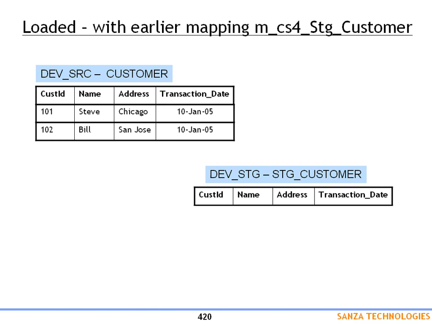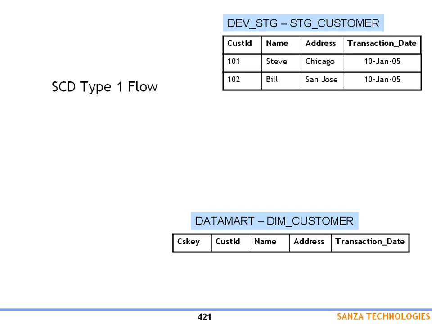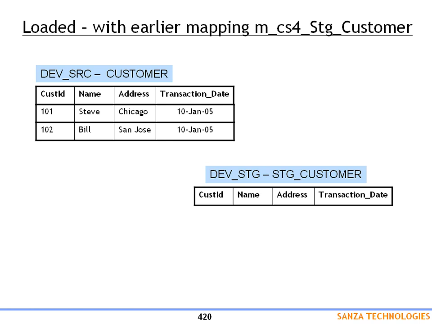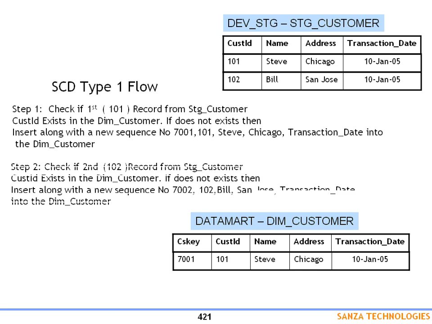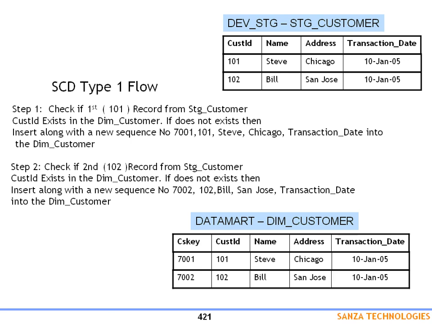So from our example of customer dimension, we load data from source into the staging. Now from staging, we are going to load the data. We'll check if 101 exists or not. If it does not exist, we insert a new record with a new surrogate key. Then the second record coming from staging, 102, does it exist or not? We'll check it. Then we load the data into the dimension table.